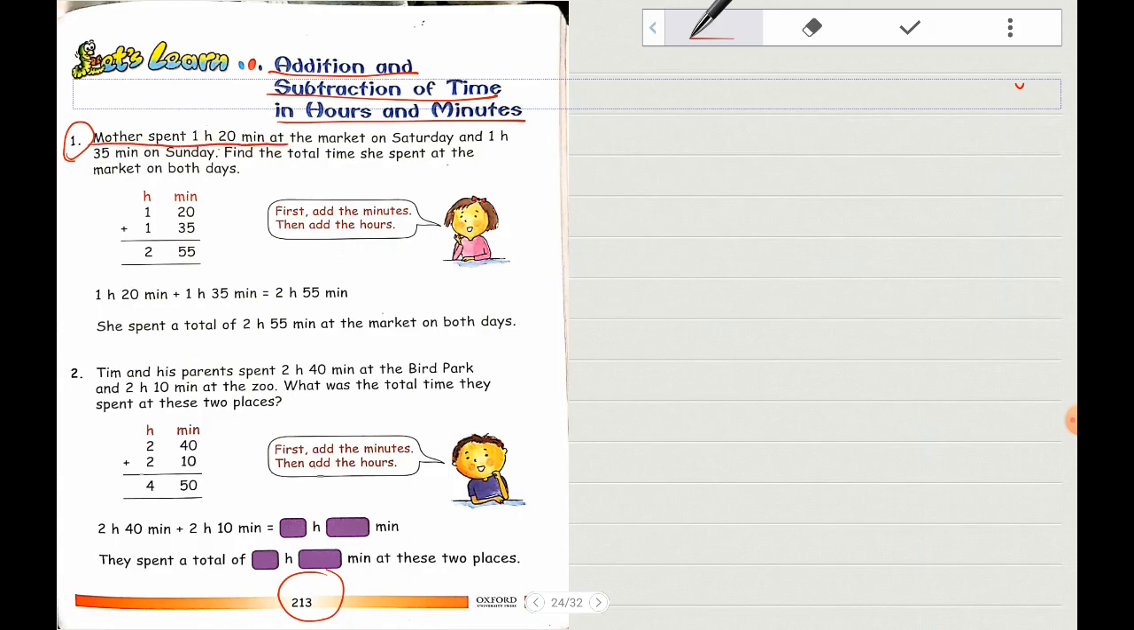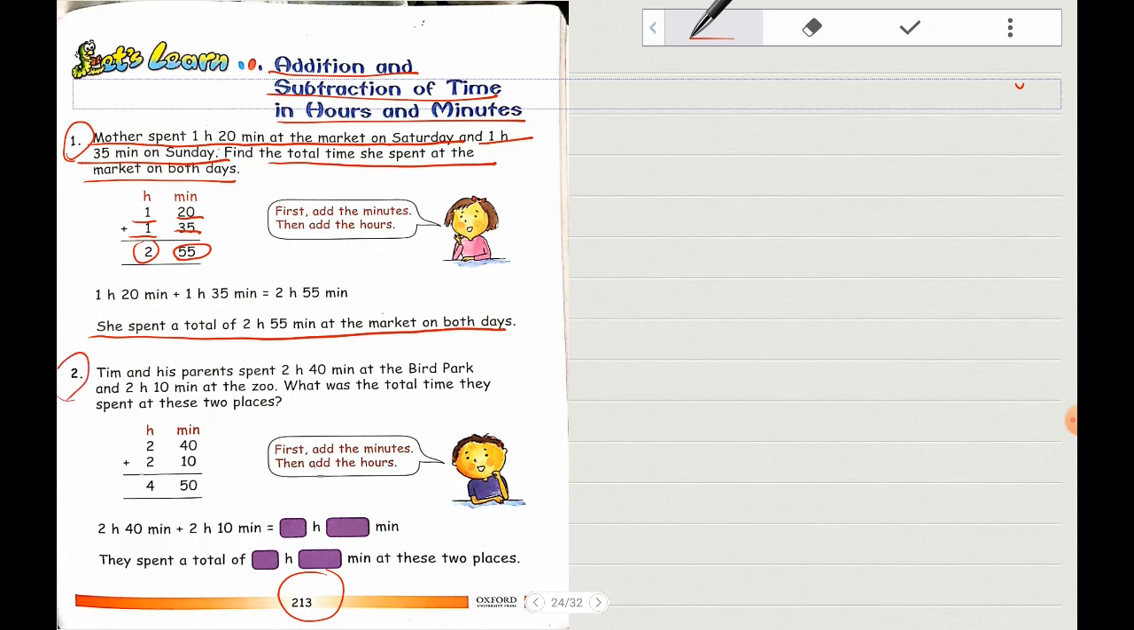Mother spent 1 hour 20 minutes at the market on Saturday and 1 hour 35 minutes on Sunday. Find the total time she spent at the market on both days. To add time, you just have to be very careful that minutes should be written under minutes and hours should be written under hours. Just add our minutes into minutes. 20 plus 35 is 55, and 1 hour plus 1 hour is 2 hours. So she spent a total of 2 hours 55 minutes at the market on both days.